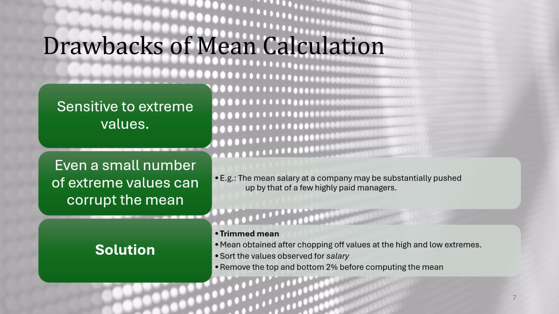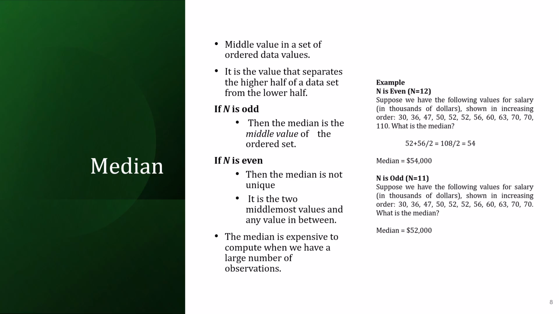Effects of mean calculation: it is very sensitive to extreme values. Even a small number of extreme values can corrupt the mean. The solution is that the trimmed mean can be calculated, which is the mean obtained after chopping off values at the high and low extremes. Sort the values observed for salary. Remove the top and bottom 2% before computing the mean.